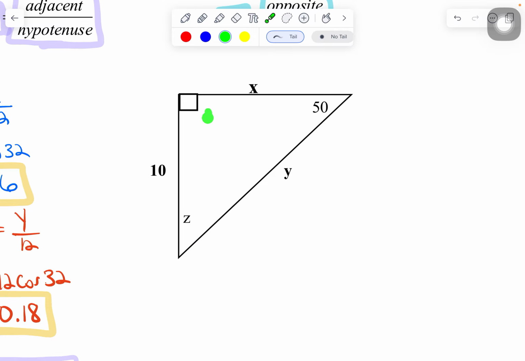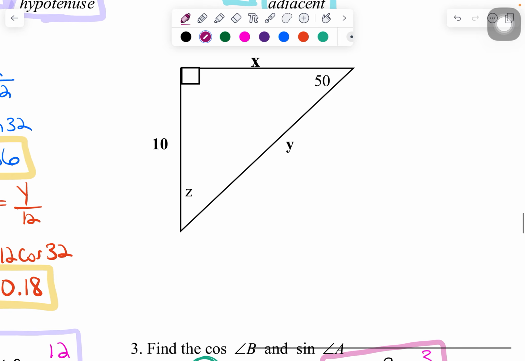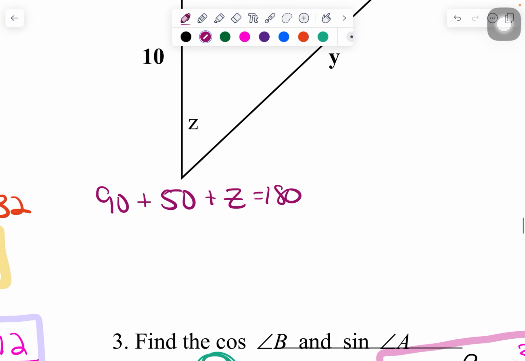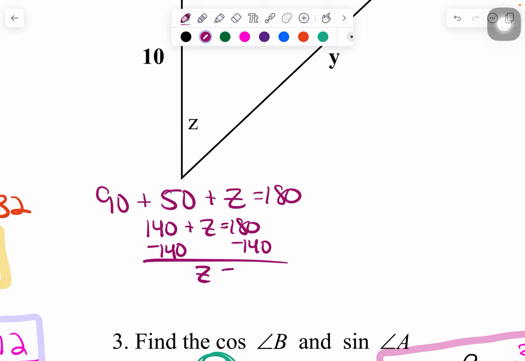So I know this is a 90-degree angle. I know this is a 50-degree angle. I know that's angle z. These 3 angles in any triangle have to add up to be 180 degrees. So if I take the 90-degree angle plus the 50-degree angle plus angle z, that all adds up to 180. So 90 plus 50 is 140, plus z is 180. I'm going to subtract 140 from both sides, and I'm going to get z is equal to 40 degrees.